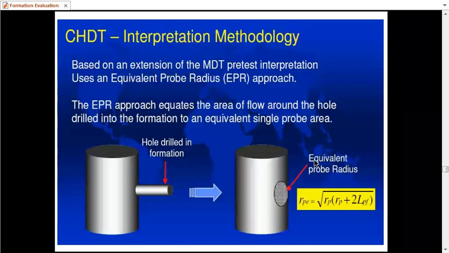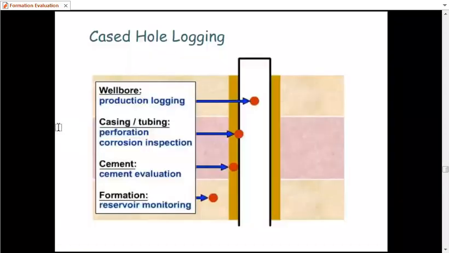The CHDT interpretation methodology will be based on the extension of the MDT pre-test interpretation and uses an equivalent probe radius. This is the equation for the equivalent probe radius regarding the approach between the area of flow in MDT or modular dynamic tester and differentiating it from the CHDT or cased hole dynamic tester.